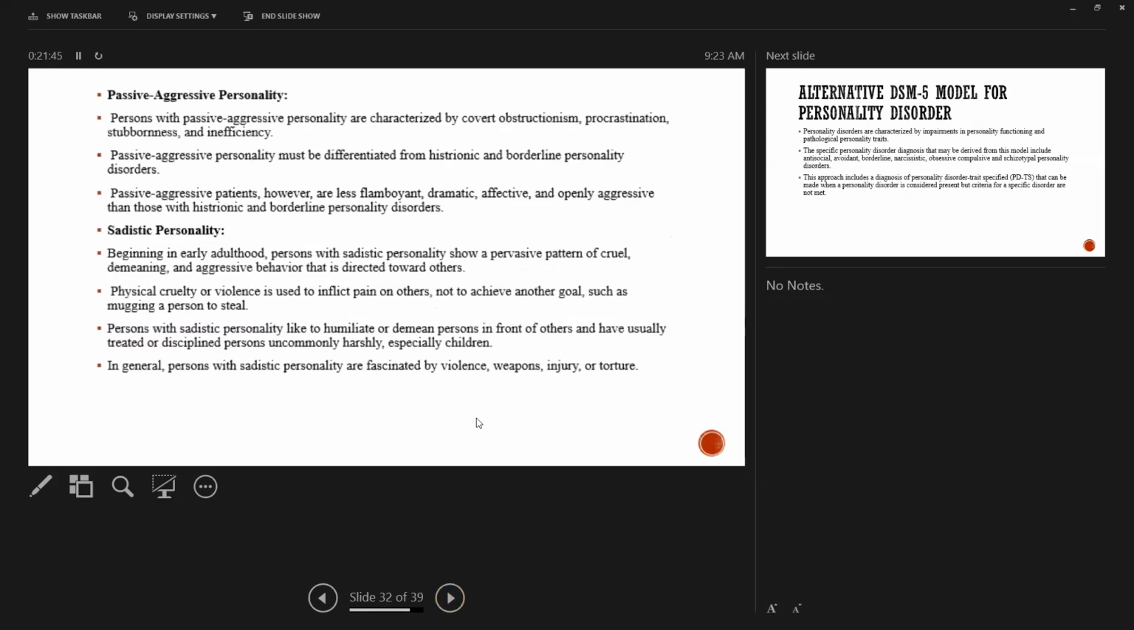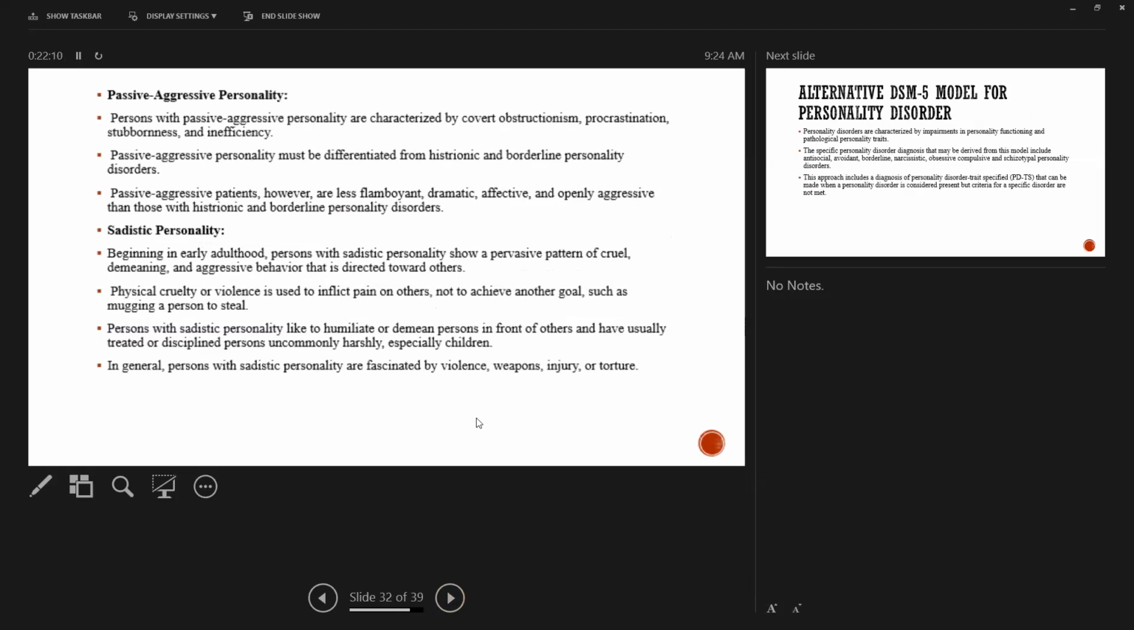Now, two personalities can also be mentioned in this presentation. First is passive aggressive personality. They are characterized by covert obstructionism, procrastination, stubbornness, inefficiency. They should be differentiated from histrionic and borderline personality disorder. They are usually less flamboyant, dramatic, effective, and they're more openly aggressive than those with histrionic and borderline personality.